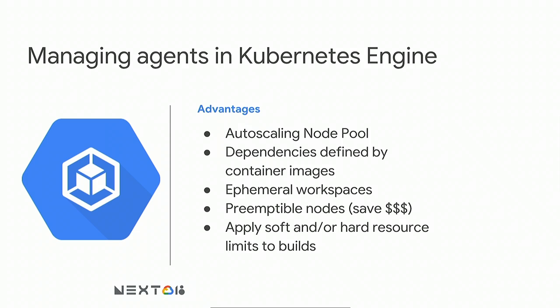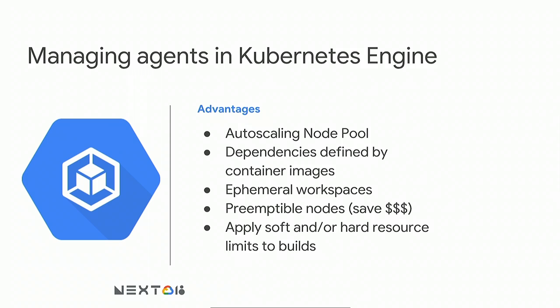First, you can use Kubernetes Engine's auto-scaling node pools, which allows you to provision new pods, and Kubernetes Engine will add new nodes to your cluster as needed. Next, we get into that world automatically where we have all of our build dependencies defined by containers. That is just the default mode that you're going to use when you're running on Kubernetes Engine.